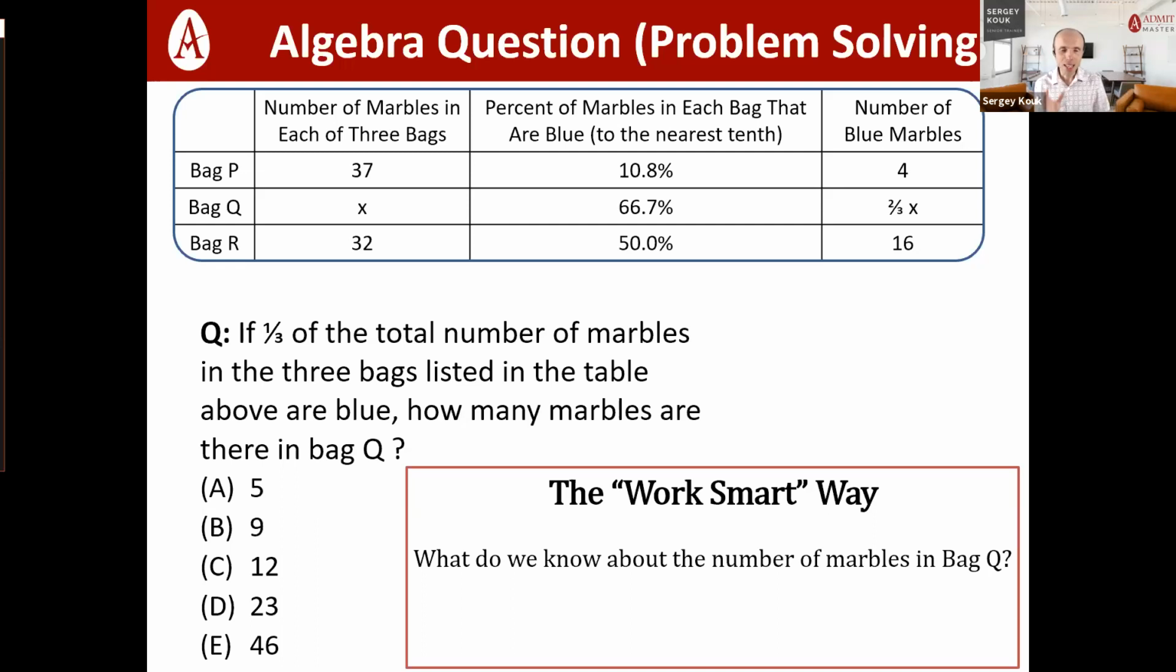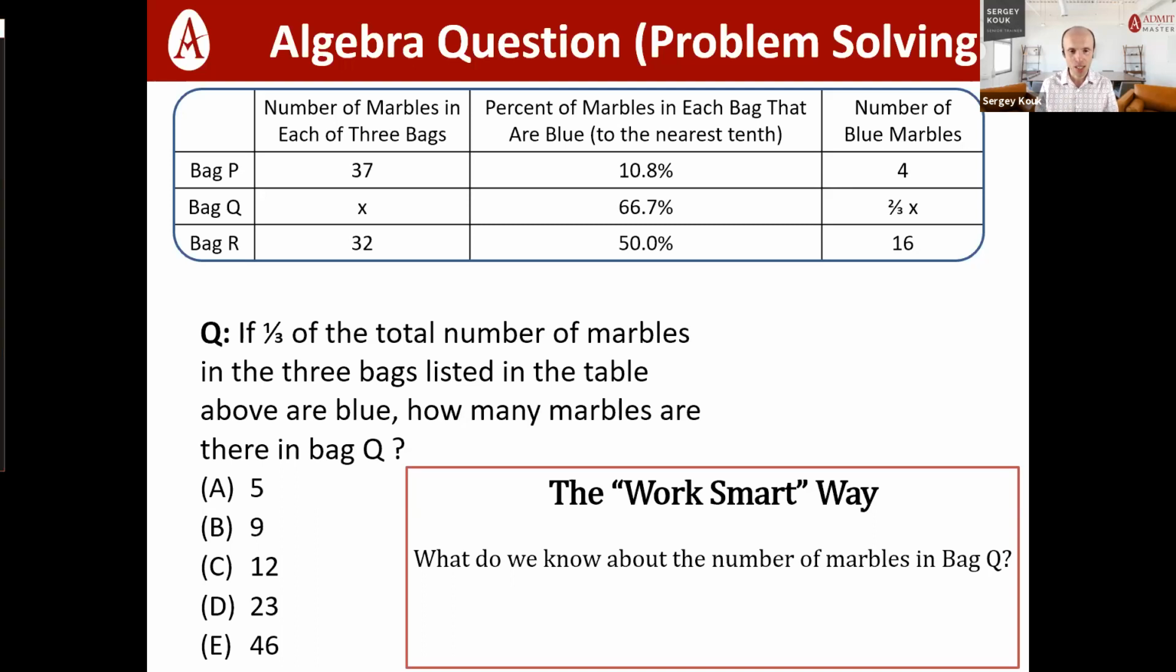See, the one really important thing in the GMAT is knowing what to look for. It is really going to be a game changer. If you know what to look for, just because you've learned this and you've practiced a lot, then your eyes and your focus are going to go to trying to see that. So let me just show you what we could look for. 2/3 of X literally means that the number X, the number of marbles in bag Q, is divisible by 3. That's what it means.